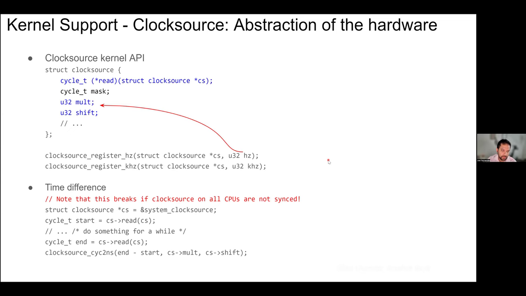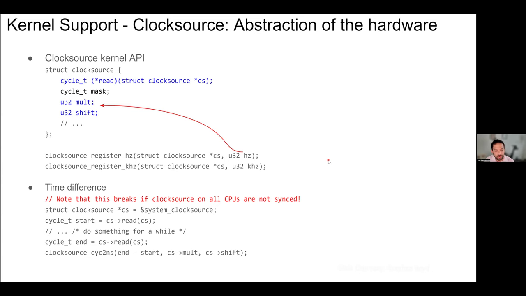This is done using multiplication and then shifts. So that's what mult and shift are. You can even call the read handler of the clock source structure directly. I have an example there where you do two reads and you can figure out the difference in time between those two reads.